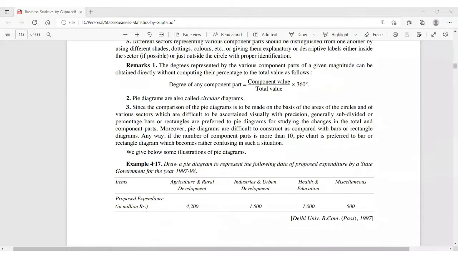Since the comparison of pie diagrams should be made on the basis of the area of the circles and the various sectors, which are not easy to ascertain visually with precision, they are generally subdivided as a percentage bar. See what we have.